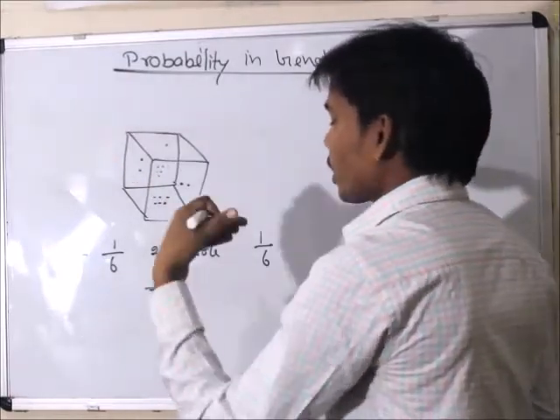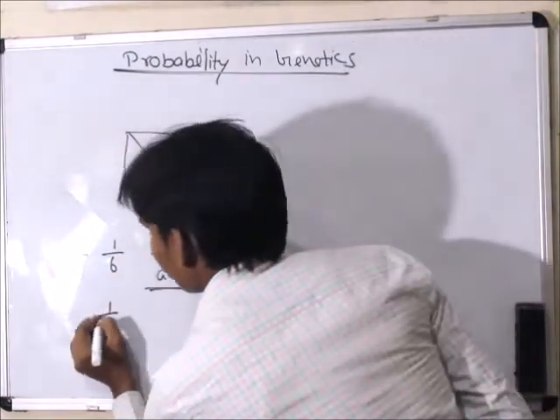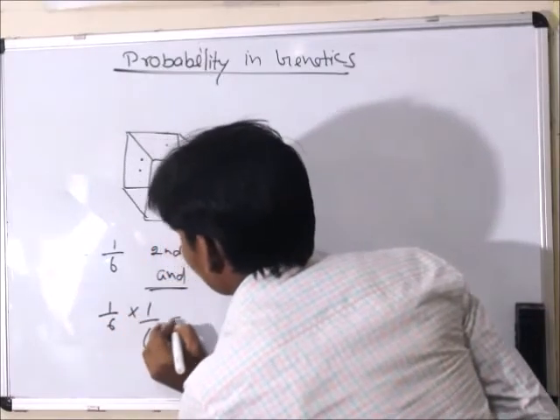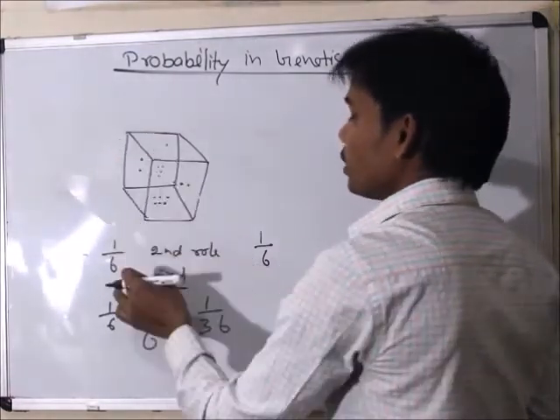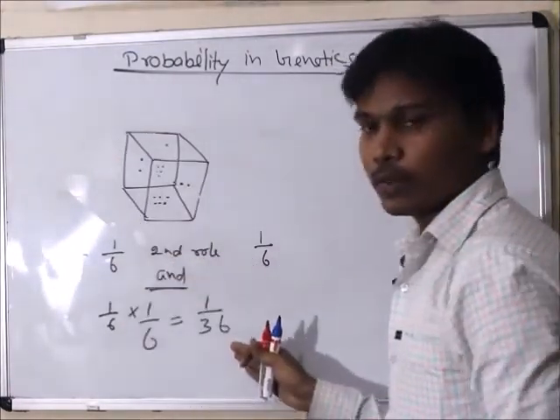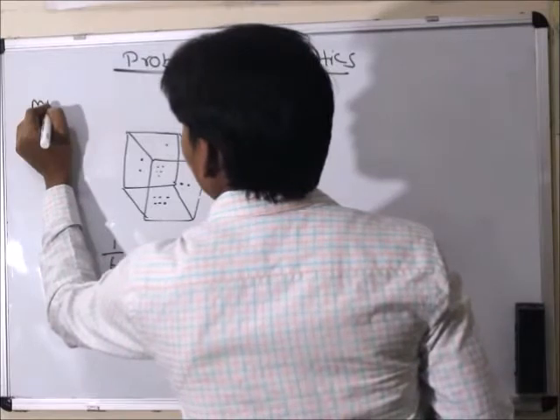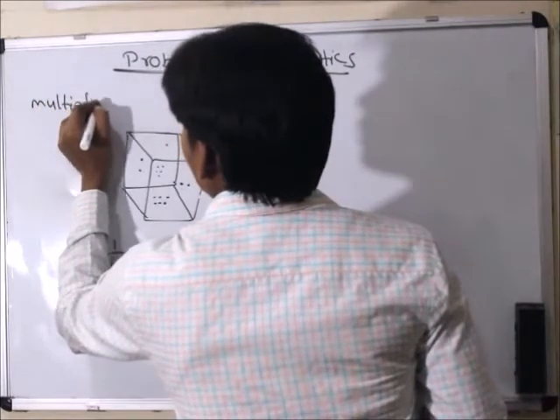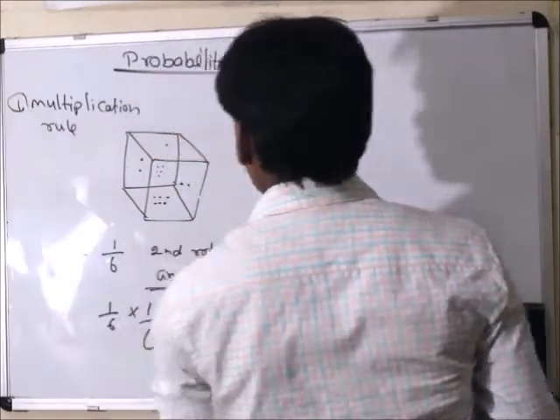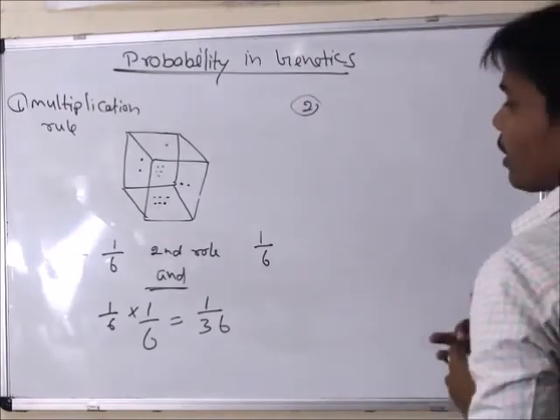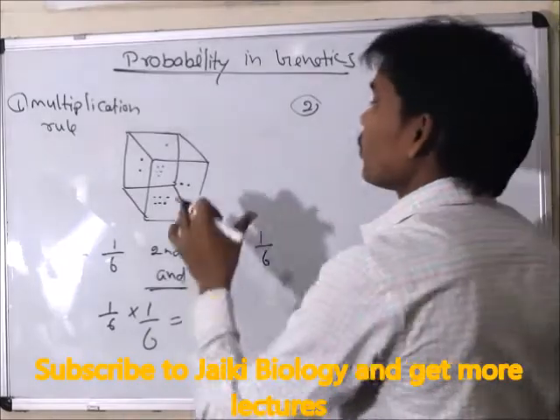For 2 to come out both times continuously, it is 1 by 6 into 1 by 6, equal to 1 by 36. The probability of getting 2 both times is 1 by 36. That is the multiplication rule.